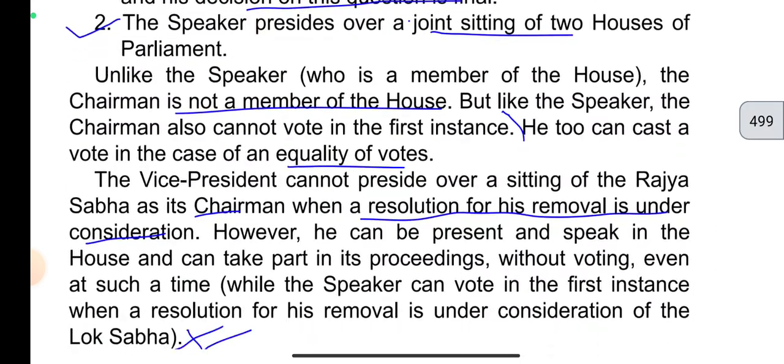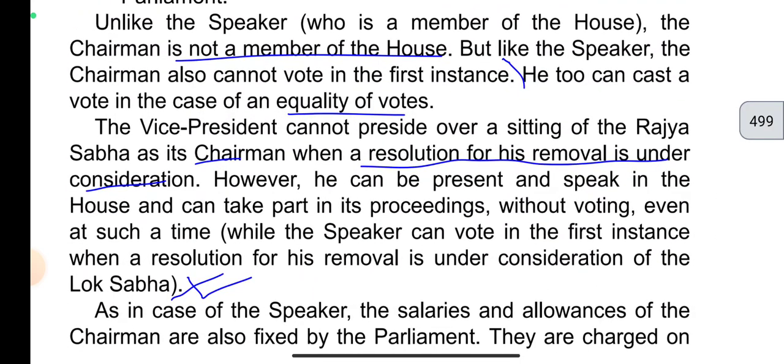Unlike the Speaker who is a member of the House, the Chairman is not a member of the House. But like the Speaker, the Chairman also cannot vote in the first instance. He too can cast a vote in the case of an equality of votes.